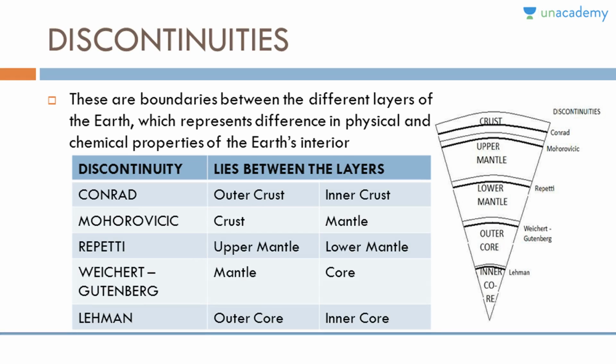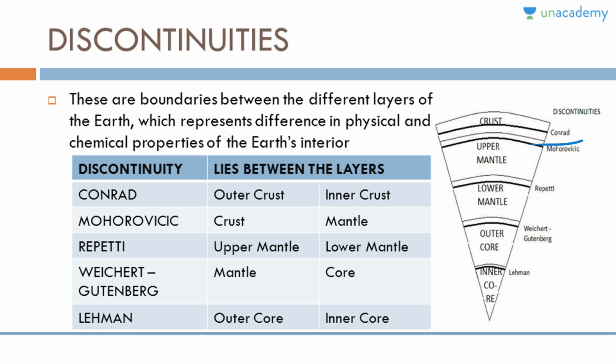There are certain boundaries between different layers of the earth, which represent differences in physical and chemical properties of the Earth's interior. These discontinuities, as you can see here, are lined. The first discontinuity which you will see is the Conrad discontinuity, which lies between the outer crust and the inner crust. That is, in the middle of the crust lies the Conrad discontinuity.